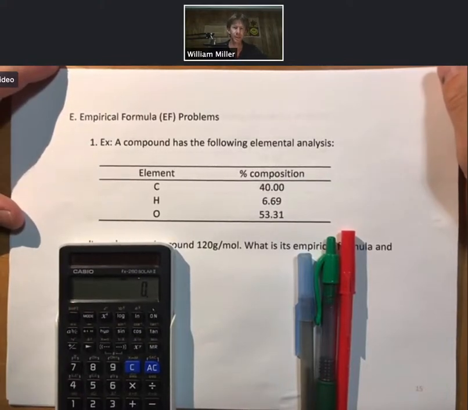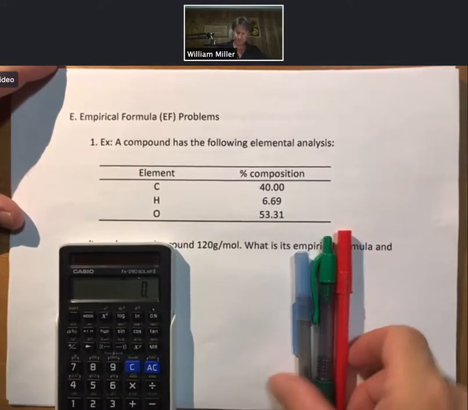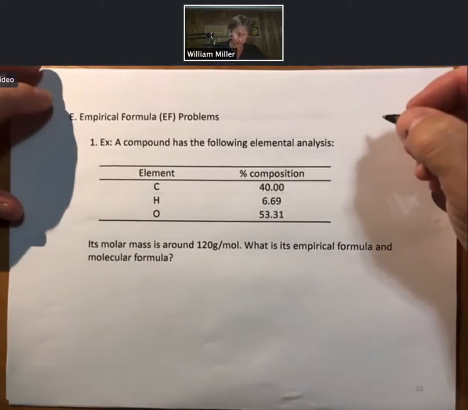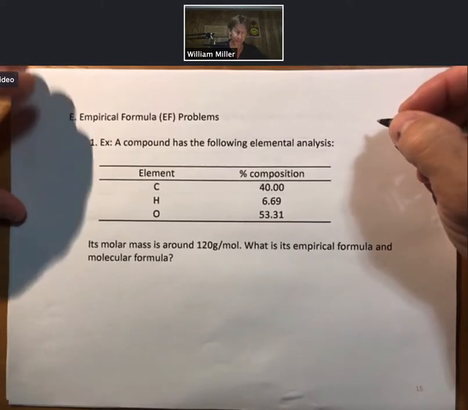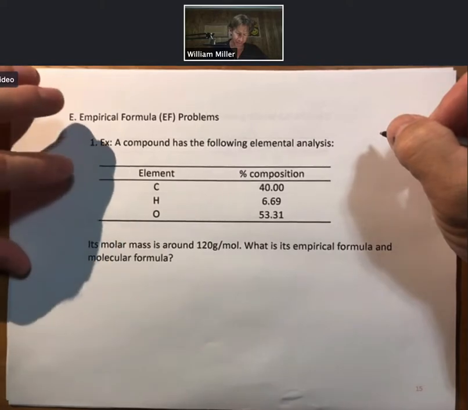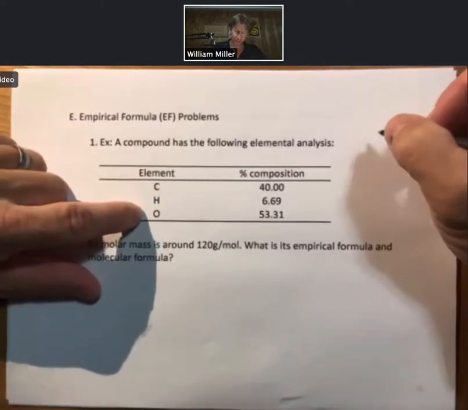Let's pick up with E, empirical formula problems. Got my calculator and my three colors. This is a very typical problem. It says a compound has the following elemental analysis: carbon, hydrogen, and oxygen, three elements.